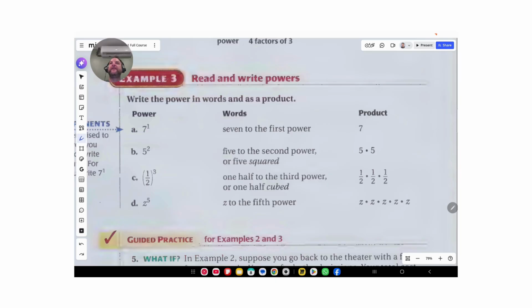B is 5 squared, or 5 to the 2nd power. So an exponent of 2 is called squared, right? How do we read it? What does it mean? 5 to the 2nd power, or 5 squared? It means 5 times 5, or 25. All right, 5 times 5.